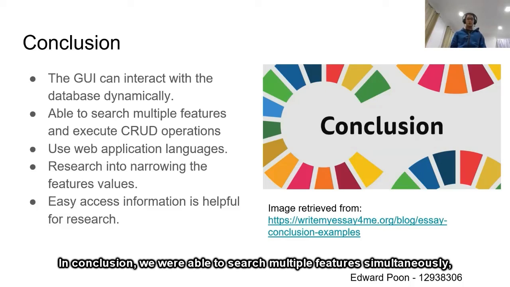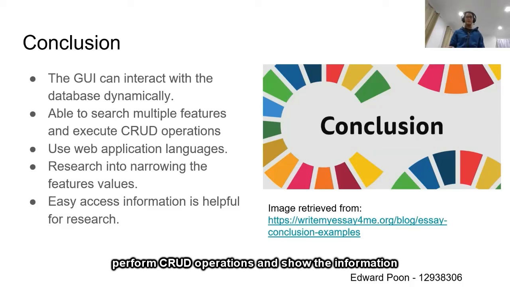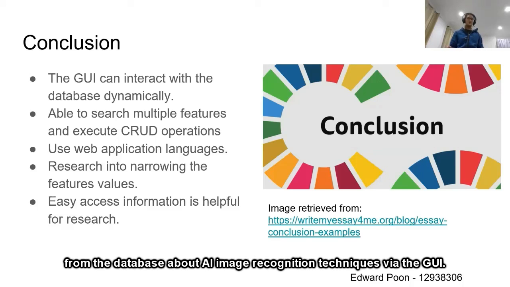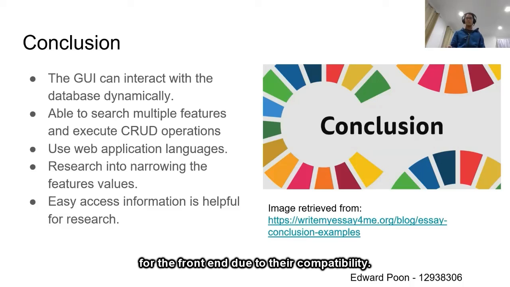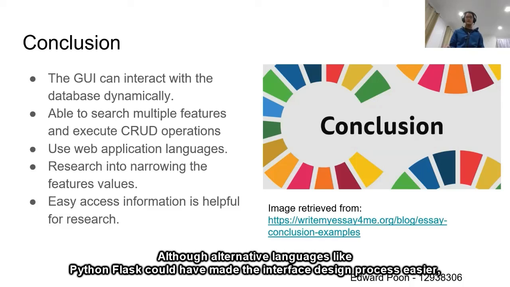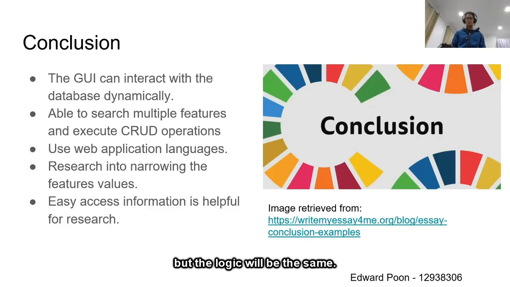In conclusion, we were able to search multiple features simultaneously, perform CRUD operations, and show the information from the database about AI image recognition techniques via the GUI. This was achieved by using MySQL for the backend and Python 3.8 for the front end due to their compatibility. Although alternative languages like Python Flask could have made the interface design process easier, the logic still would have remained the same.